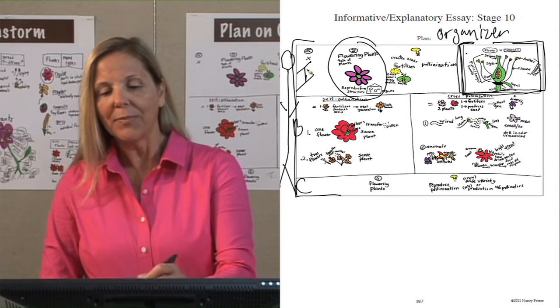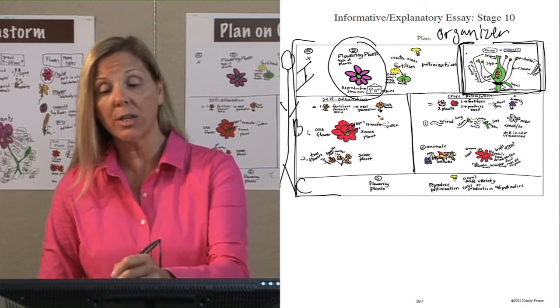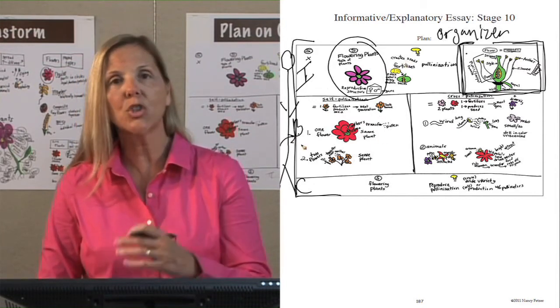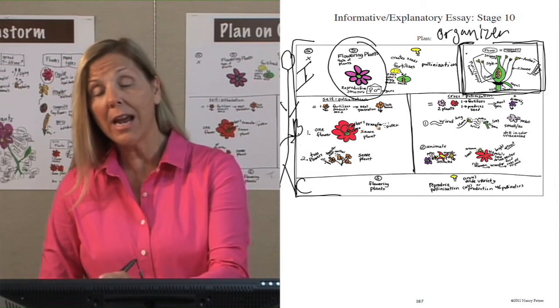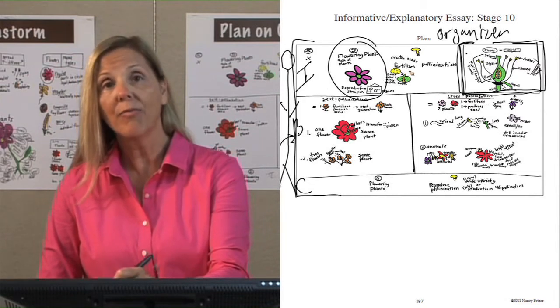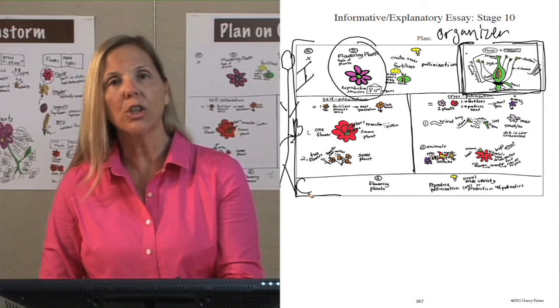So we have our introduction, and here is our body. We had 2 main idea boxes to tell about the thesis statement. The body does not have a certain number of boxes. The body has the number of main idea boxes needed to tell about or explain that thesis statement. And down on the bottom, we have our conclusion.